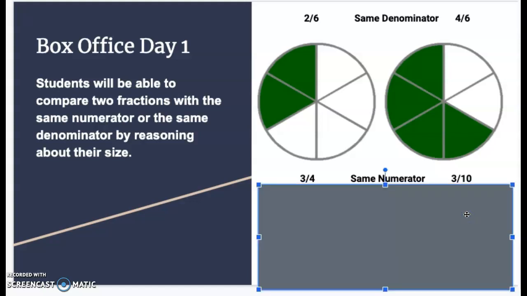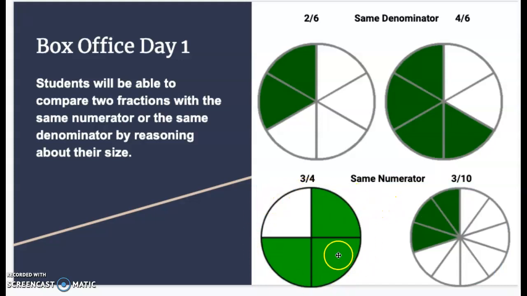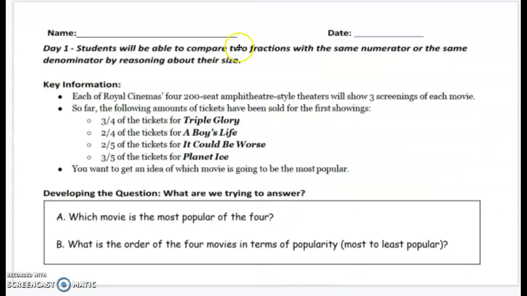Good, you should have said fourths. Let's take a look. This circle is broken into 4 pieces, so the pieces are larger. This circle had to be broken into 10 pieces, so the pieces are way smaller. So 3 out of 4 large pieces is going to be greater than 3 of 10 smaller pieces, okay? So 3/4 is greater than 3/10 because the tenths are way smaller pieces than the fourths. So I want you to keep that in mind as you're focusing on day one of our inquiry-based assignment.